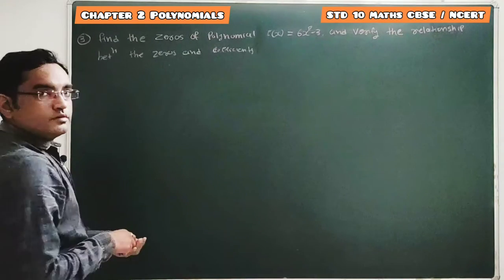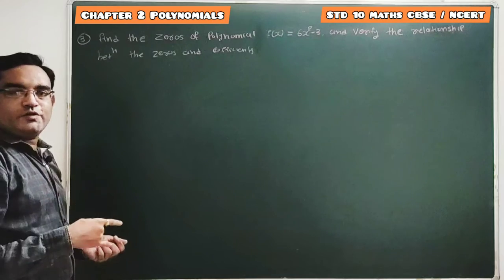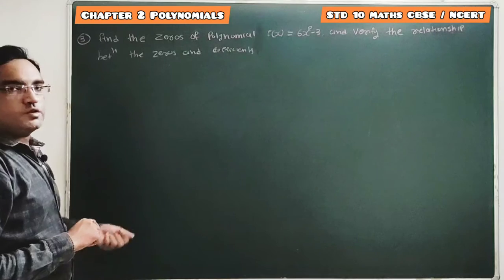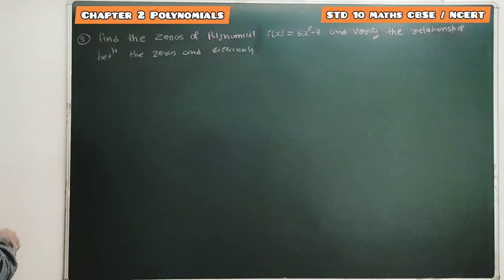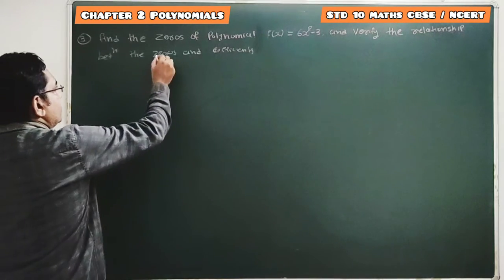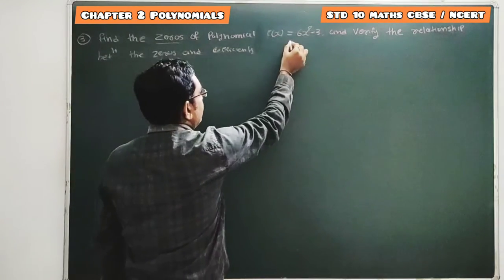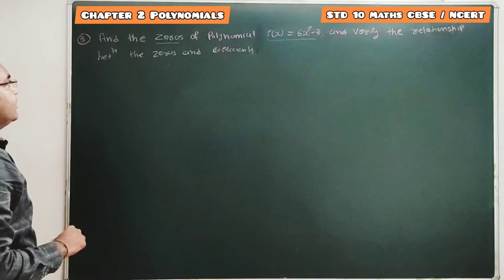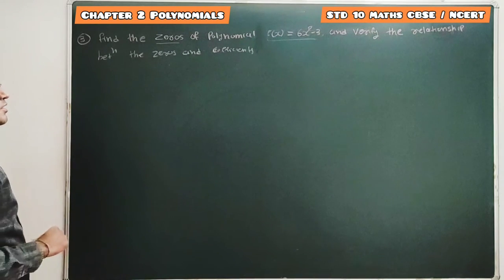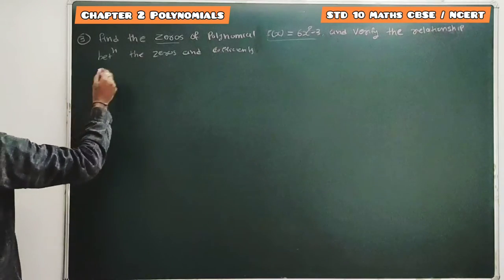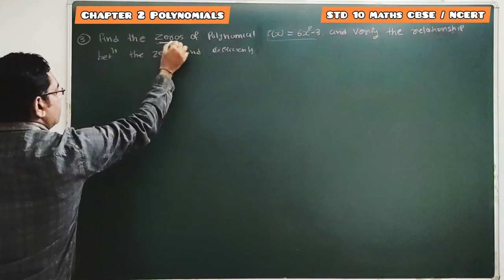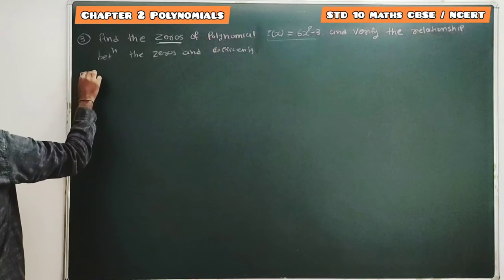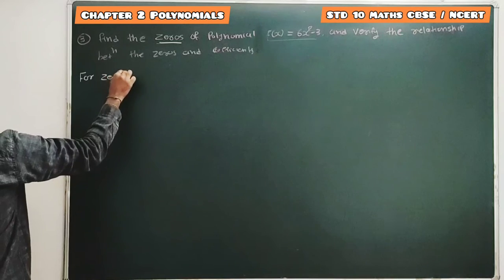Okay students, now question number 3. First pause this video and try to solve this question by yourself, and then verify your answer. Done. So let's try to solve this question. Here we have to find the zeros of the given polynomial f of x equal to 6x square minus 3, and then we have to verify the relationship between zeros and coefficients. Done. So let's try. First part, here we have to find the zeros. So for zeros, what we have to do?